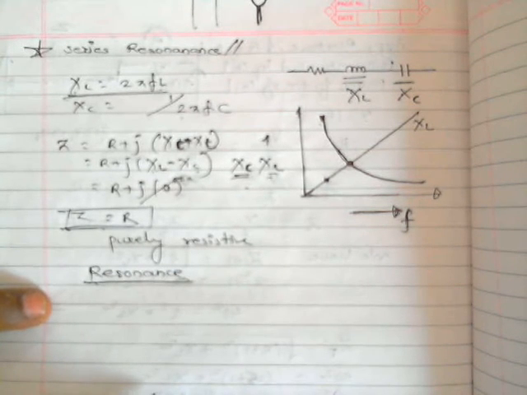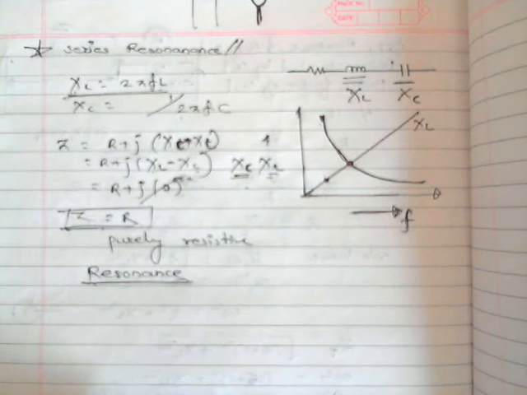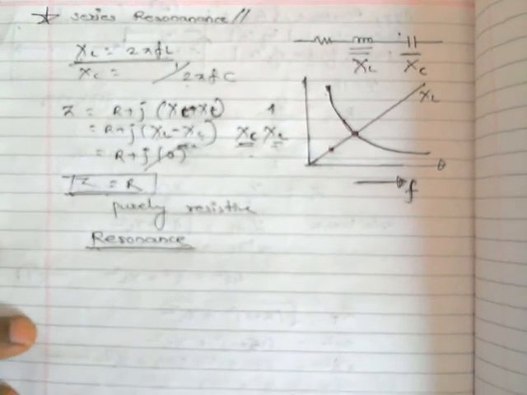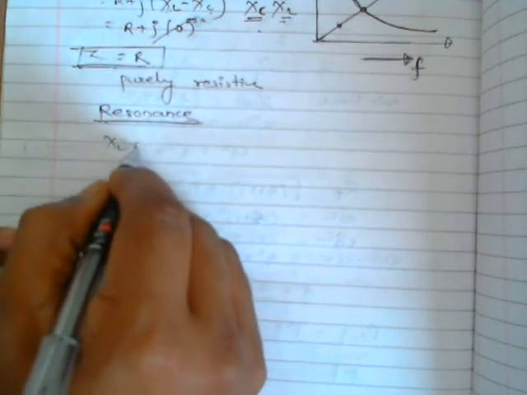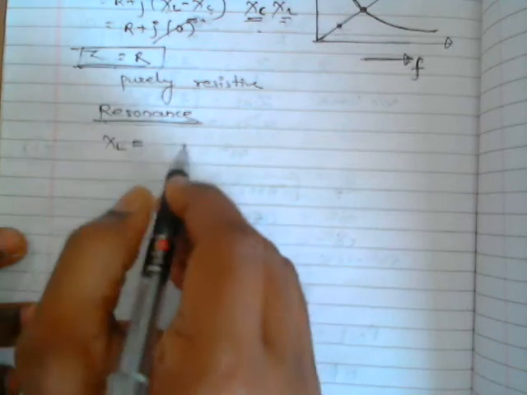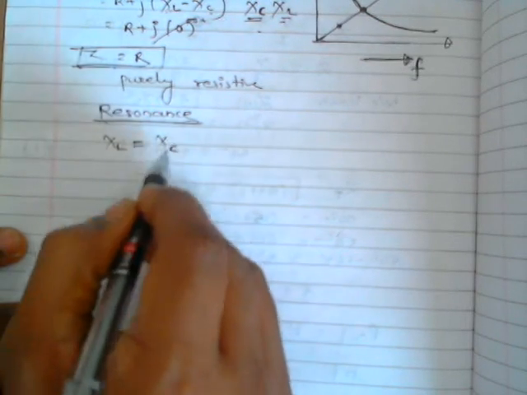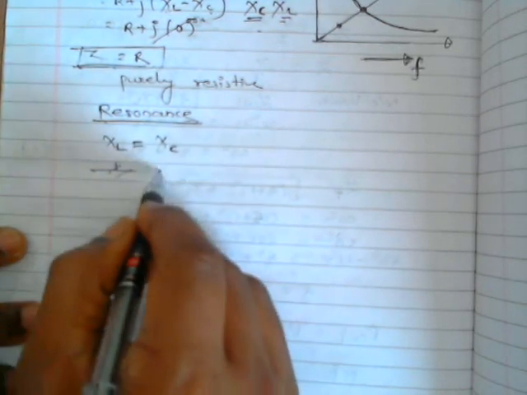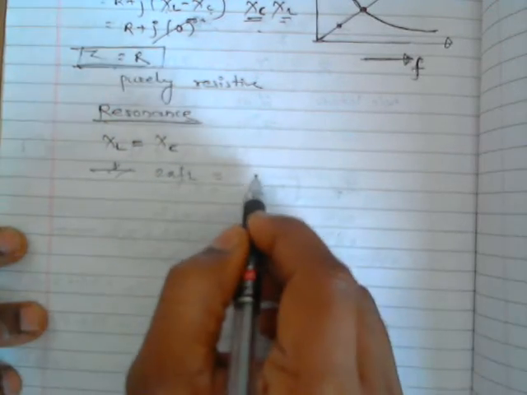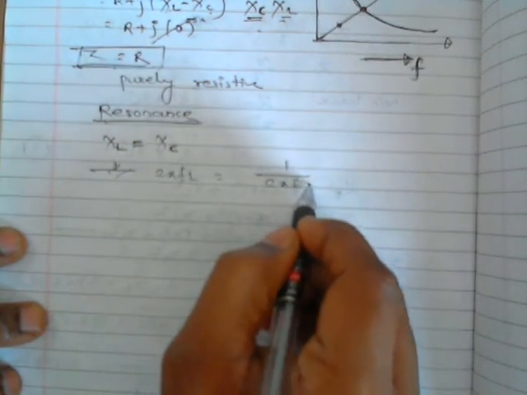So resonance is a condition when XL becomes equal to XC in the circuit. Now there are different formulas. Due to time concern, I'm going a bit fast, please cooperate with me. If XL equals XC, then obviously XL, 2 pi FL, will become equal to 1 upon 2 pi FC.